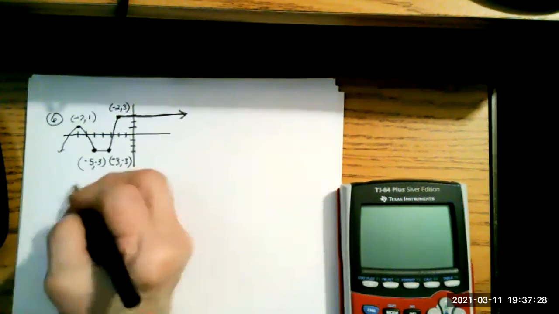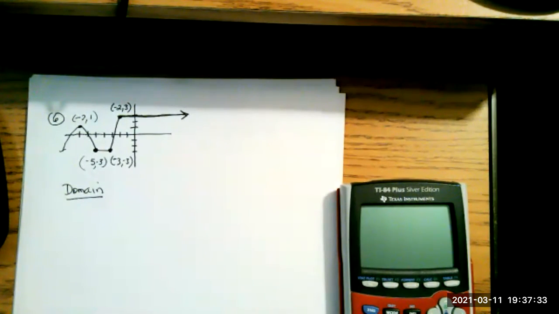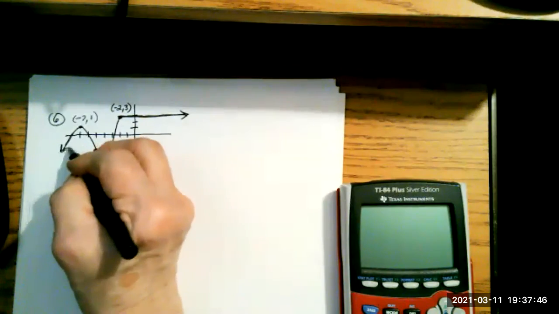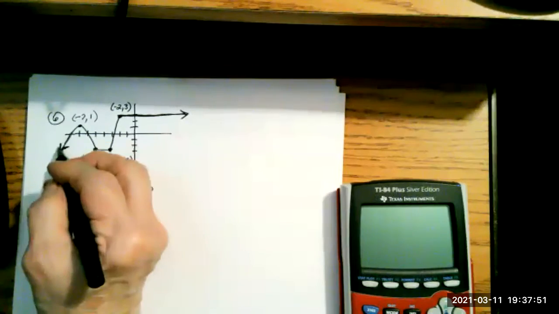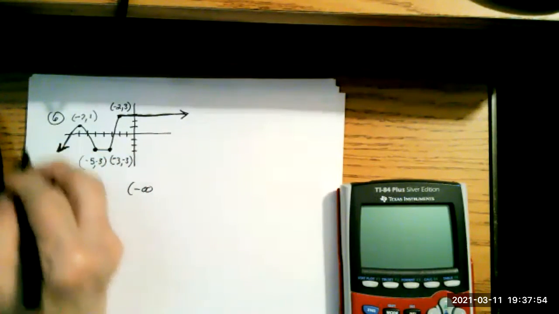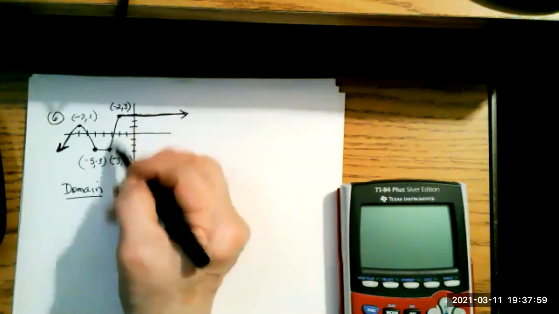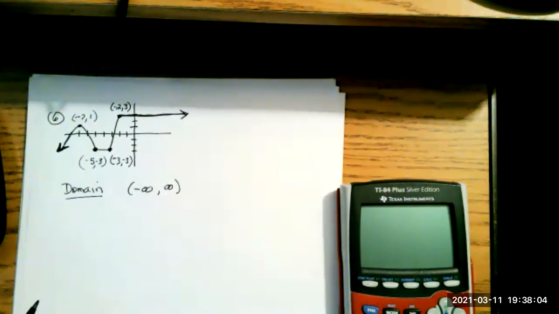Let's work on this one. Domain. Kiana, do you want to do it or you want me to do it? Okay, I guess she wants me to do it. Domain. Lowest X would be -infinity because this thing keeps going down. So it's over here somewhere, way over here. So from -infinity to +infinity, it's your domain.